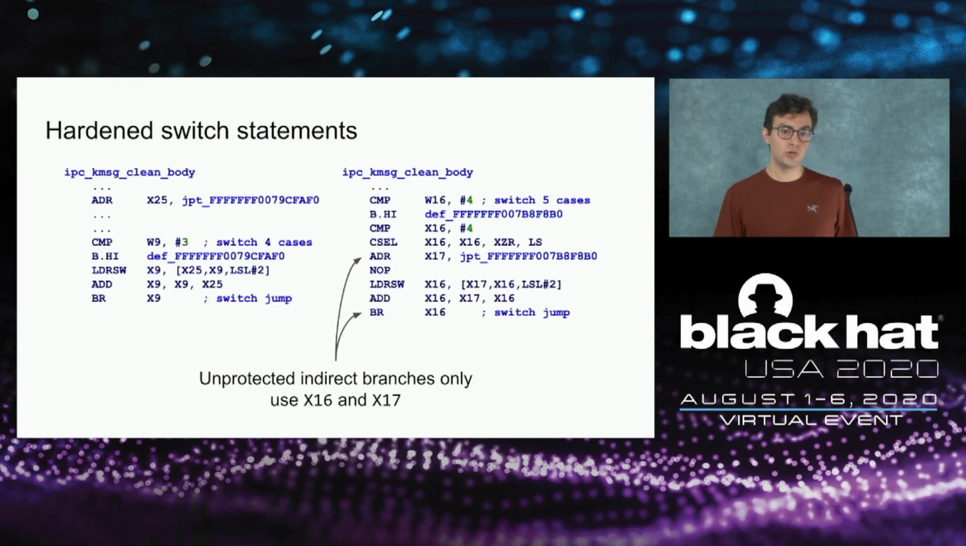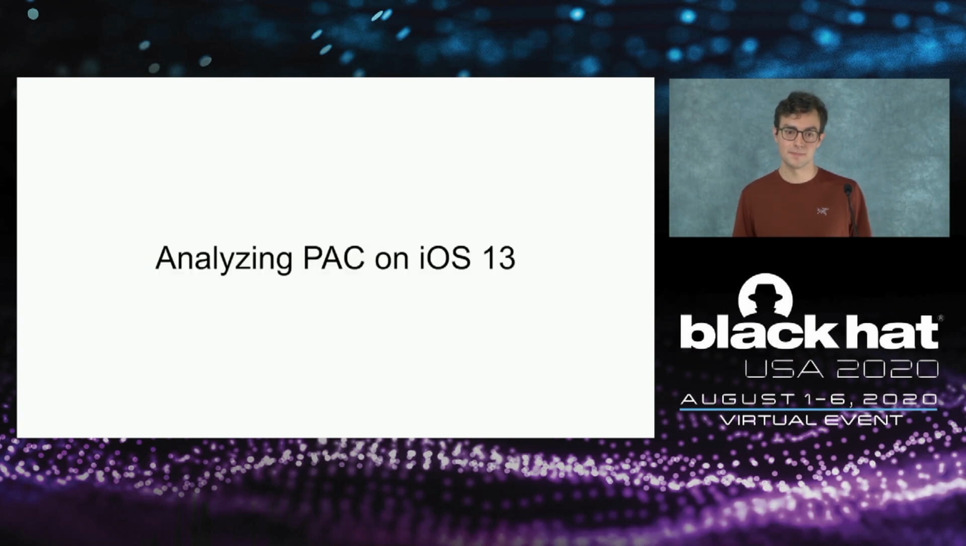And what this has allowed Apple to do is basically harden their implementation of switch statements. Here you can see the original switch statement that I reported in PAC bypass number 4. And on the right, you have the hardened version in iOS 13, where you can see that the switch statement is only using registers x16 and x17 to conduct this indirect branch. So theoretically, this should be safe from concurrent modification during interrupts. All right, so that's a high-level overview of the changes to pointer authentication in iOS 13.